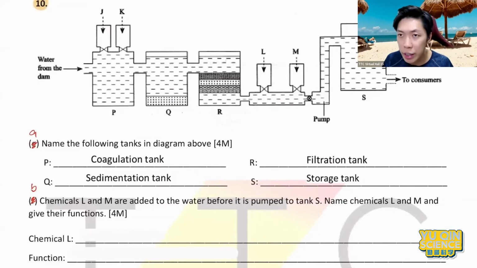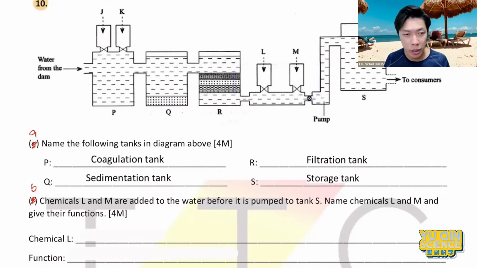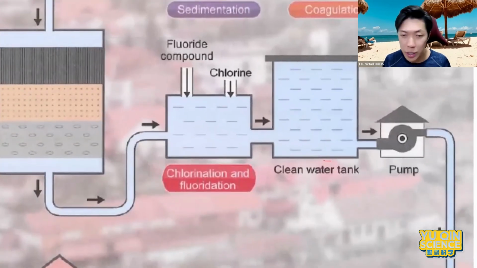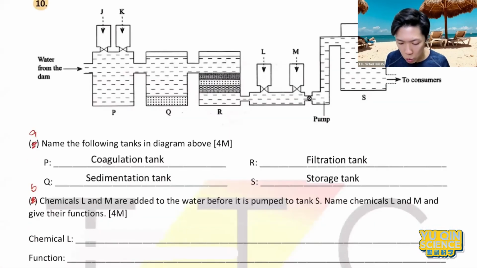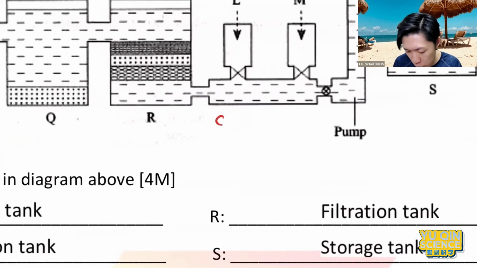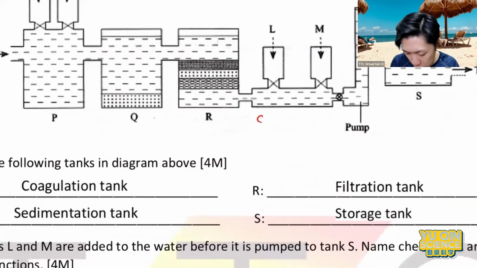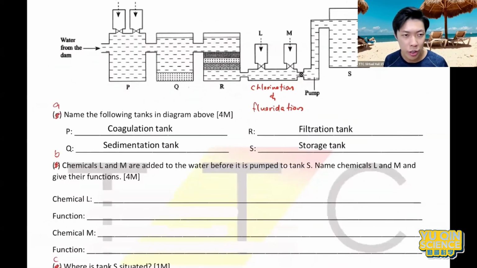Well, since we're here, let's also write the tank for this one. There's one more tank that you add two things into. Let's check out the answer. This one, chlorination and fluoridation. This is a tank where you add two things into it. Did the question ask about the name though? Not the name. So let's write chlorination and fluoridation. Chlorination, fluoridation tank.